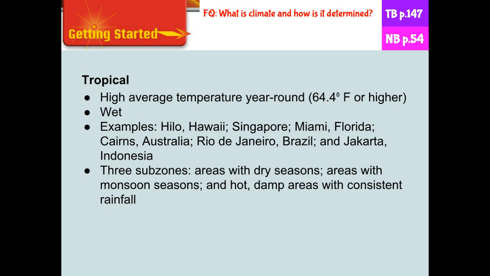Going through each of the different climate zones, I'm going to give you a chance to read this over and copy this if you maybe didn't get it done or have a mistake. So for tropical, we have a high average temperature year-round, usually 64 degrees Fahrenheit or higher. It is wet. There's a list of examples, and some extra information is there's 3 subzones: areas with dry seasons, areas with monsoon seasons, and hot, damp areas with consistent rainfall.